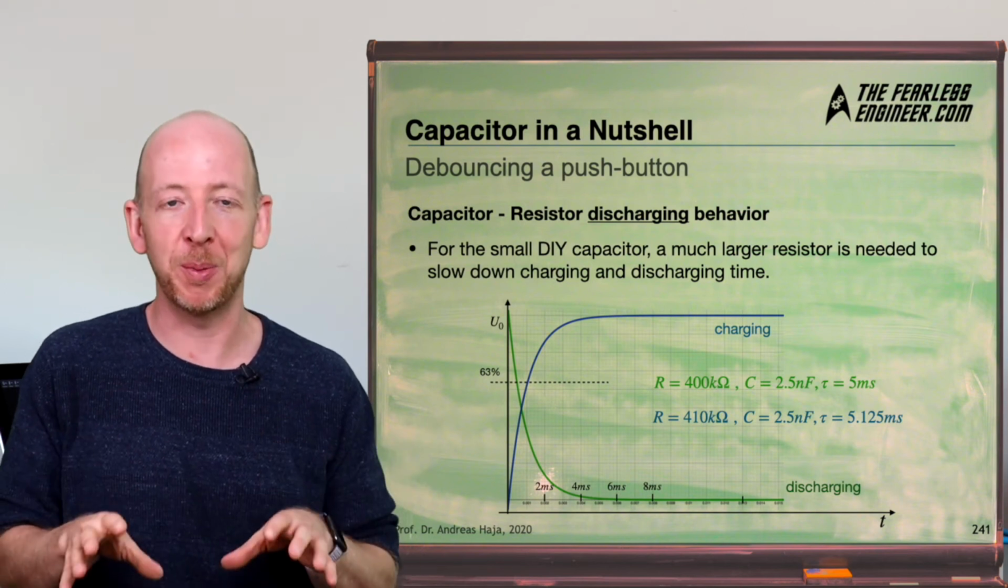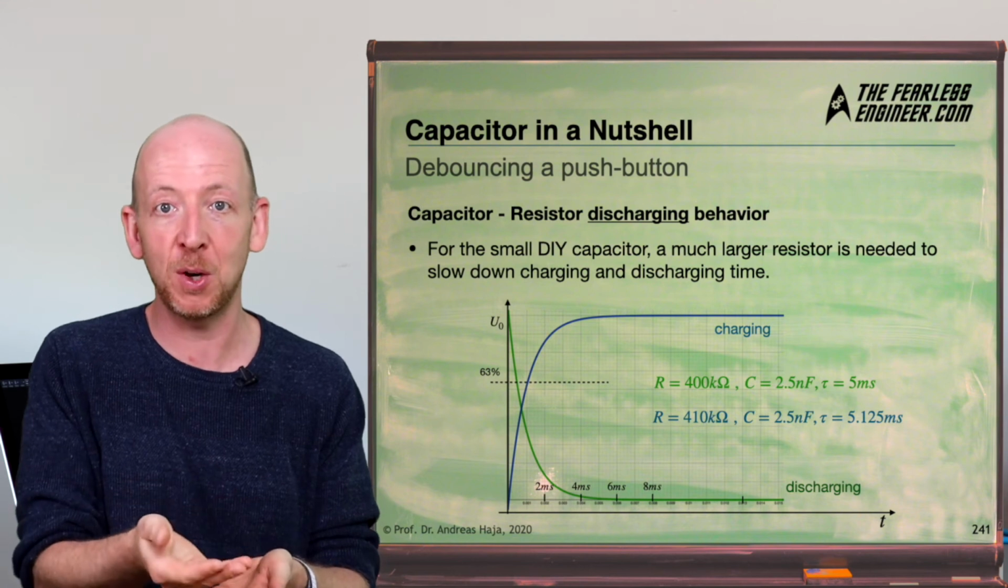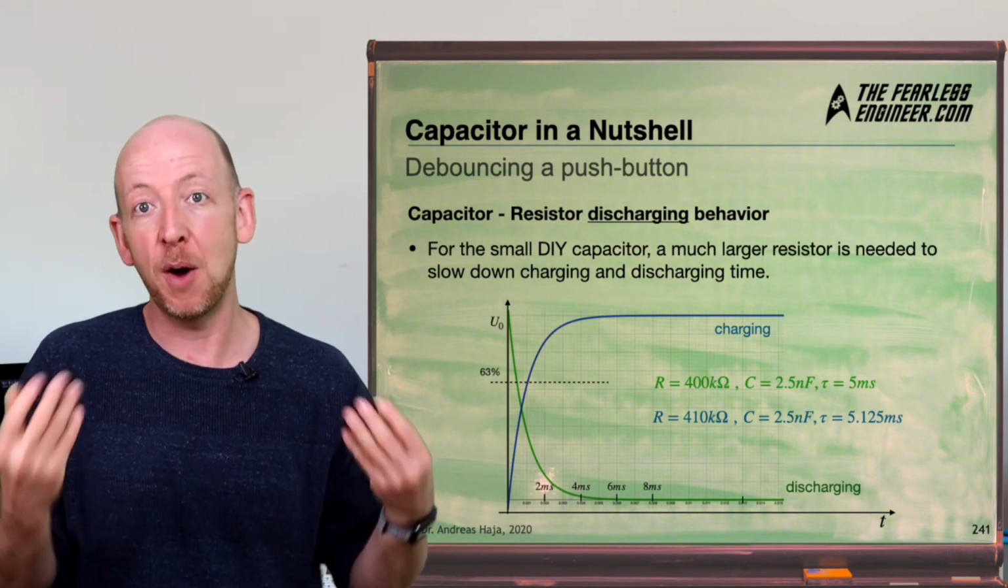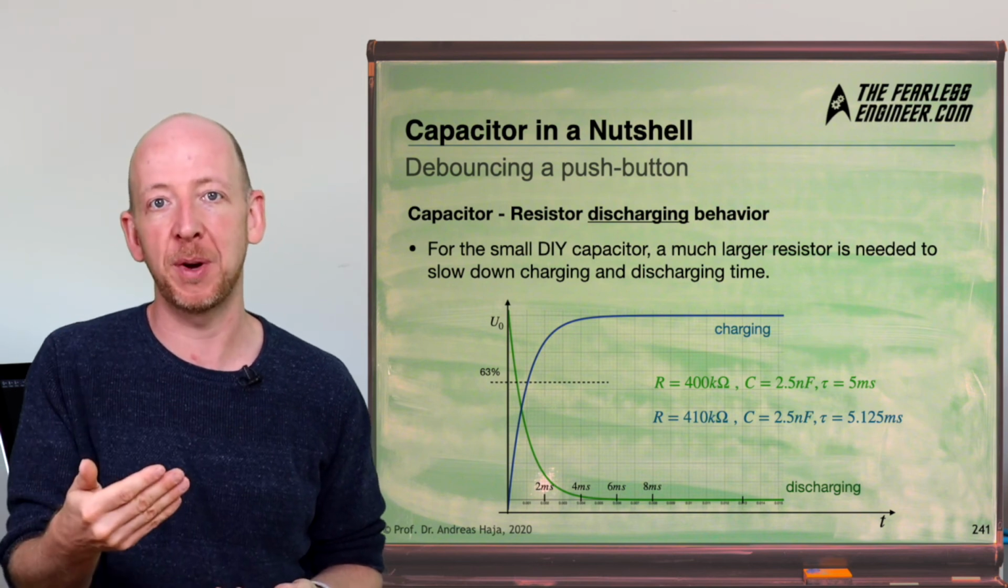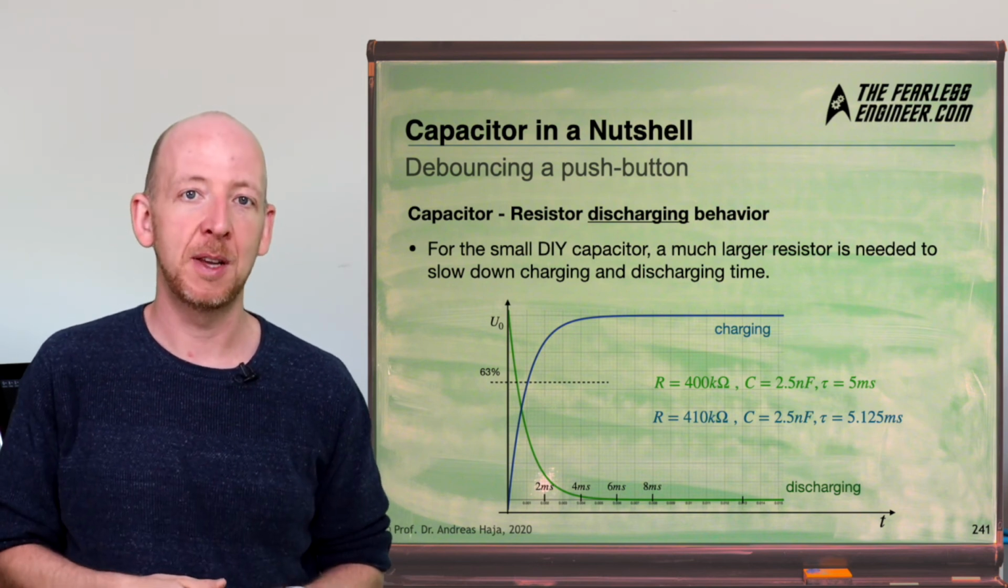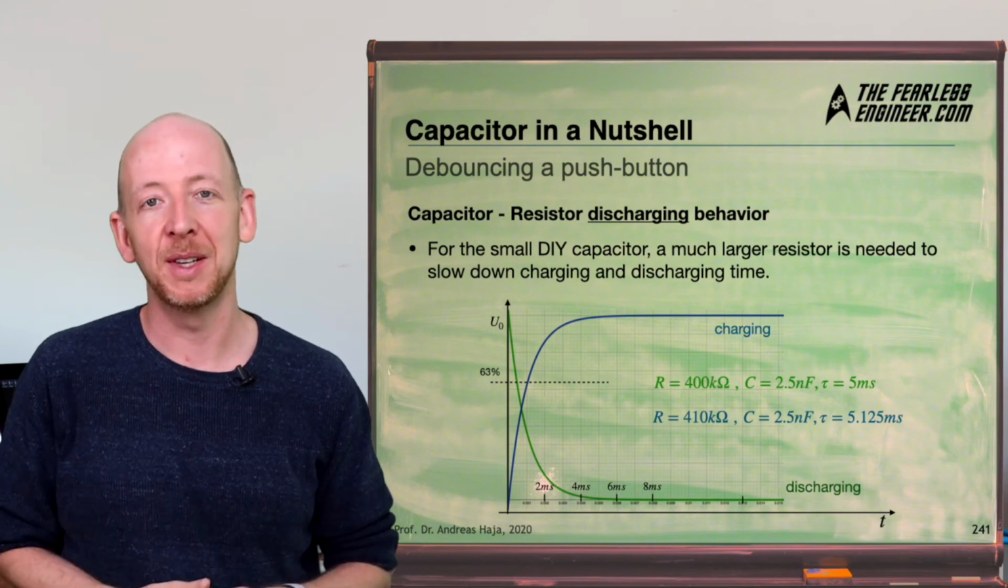So for this particular combination of 2.5 nanofarads and 400 kilo ohms, we can expect a charge-discharge time of around 5 milliseconds, as you can see from the diagram here, which should be enough for the push button bounces we want to remove from the signal. So let's get back now to the circuit and add the capacitor to it.